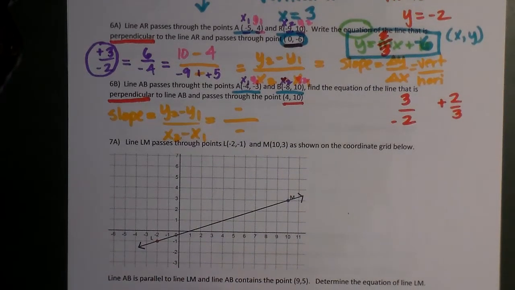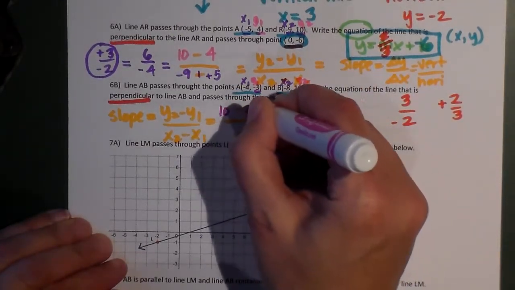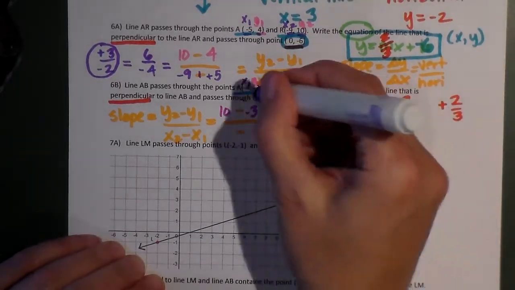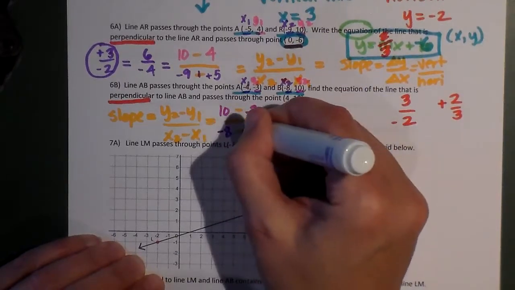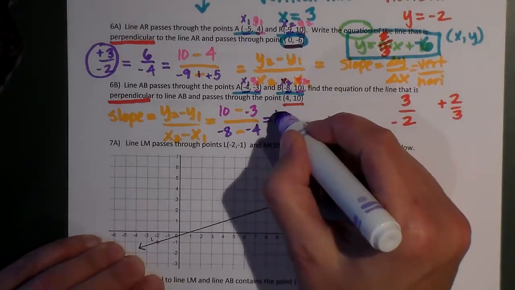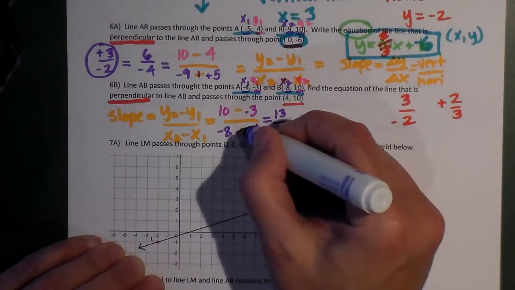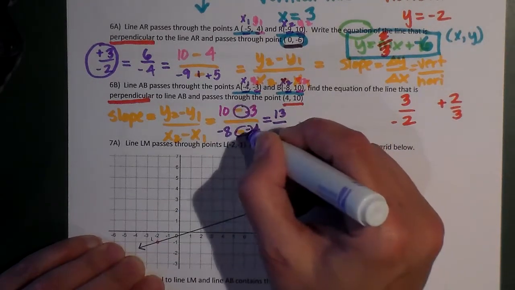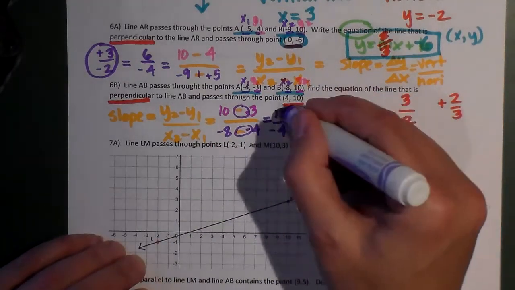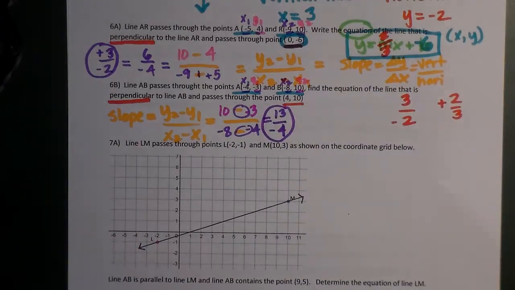So the y's go on top. My 2 y values are 10 and negative 3, and my 2 x values are negative 8 and negative 4. So minus a negative changes to plus, so I have 13 on the top. And then minus a negative also changes, these all change to plus. Negative 8 plus 4 is negative 4. So the slope of my original line is 13 over negative 4.